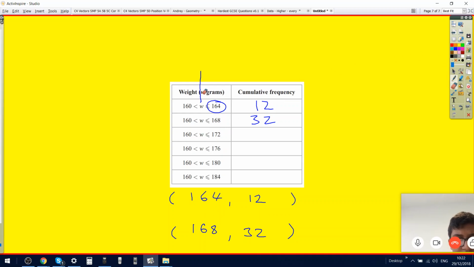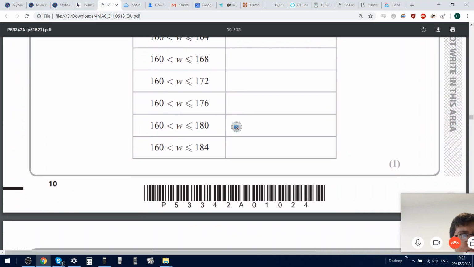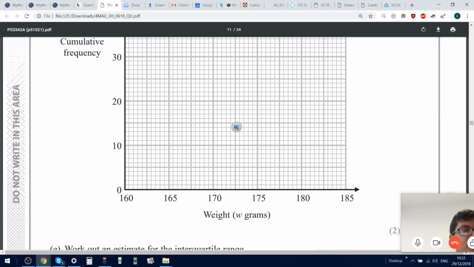I suppose the graph will probably go through the point 162, 6. It'll probably go through the point 164, 16, and that'll just naturally happen, but it won't go through 164, 32. Yeah. Okay. Cumulative frequency.